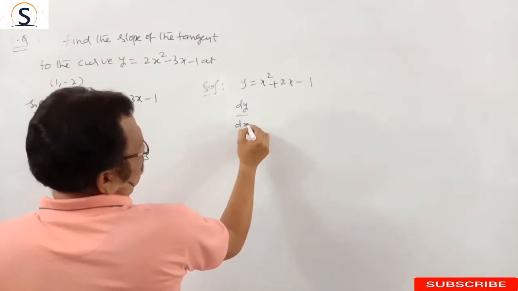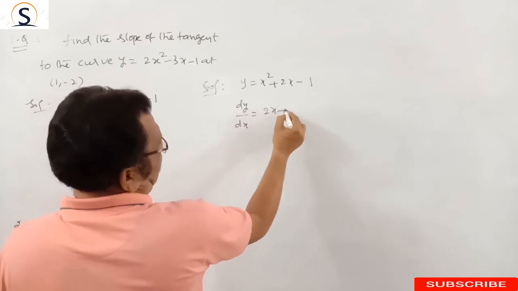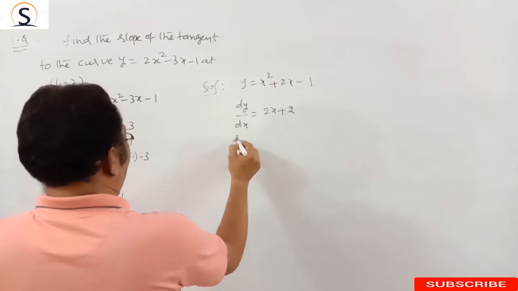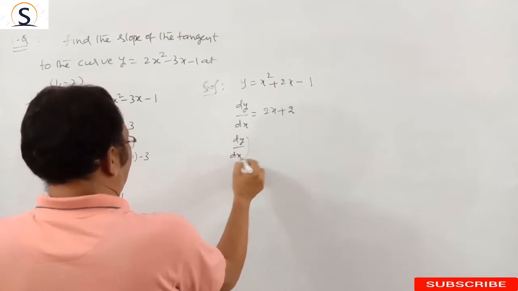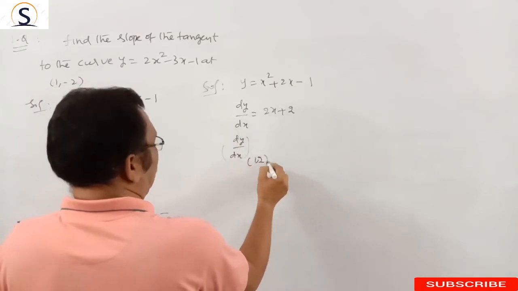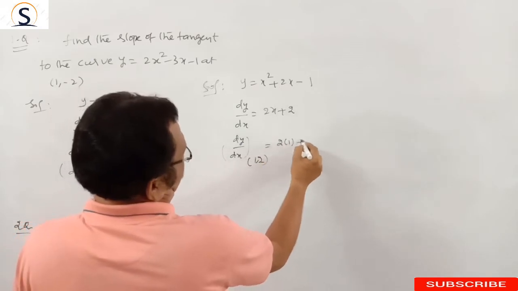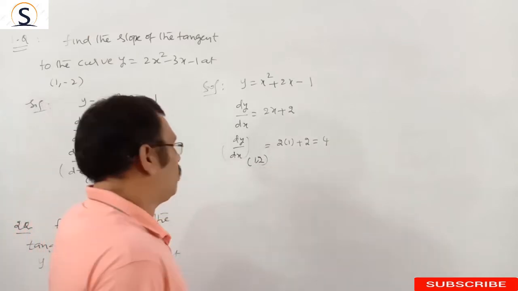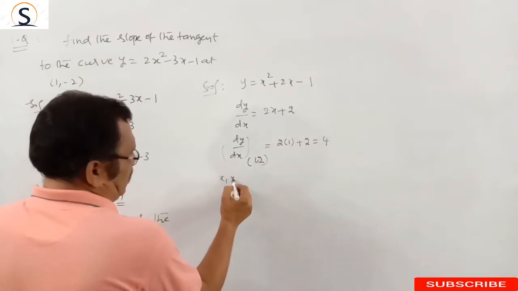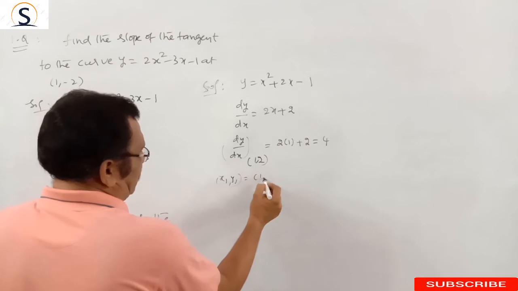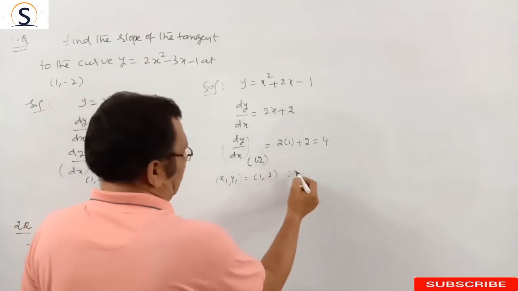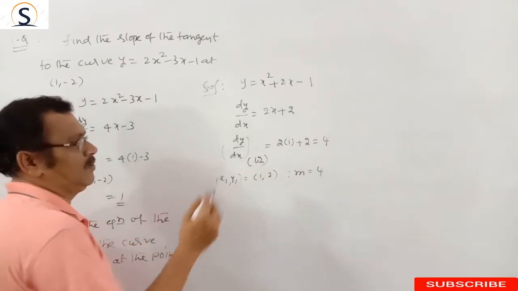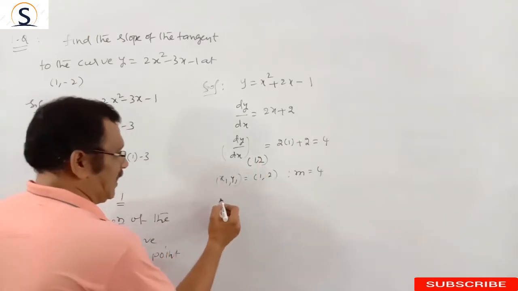Then dy by dx is equal to the derivative of x square, which is 2x, plus 2 times the derivative of x, which is 1. So it is 2x plus 2. Then find dy by dx at the given point (1, 2). That is 2 into 1 plus 2, which is equal to 4. Therefore, the slope is 4. Here the given point we will treat as (x1, y1), and this slope m, dy by dx at the point (1, 2), is 4.